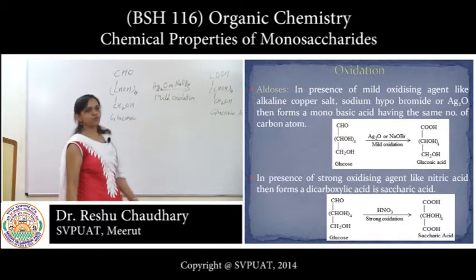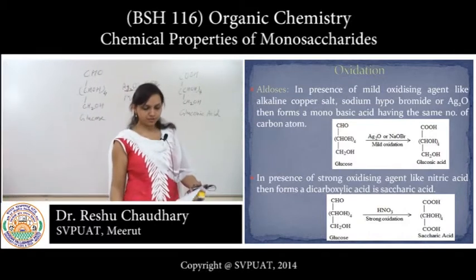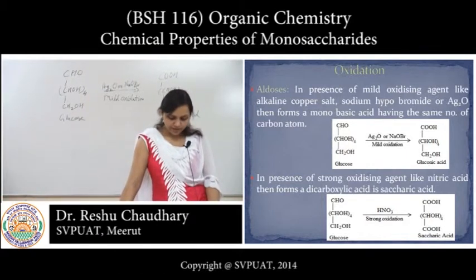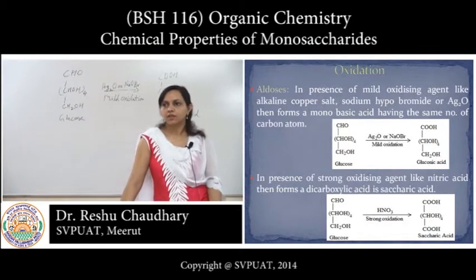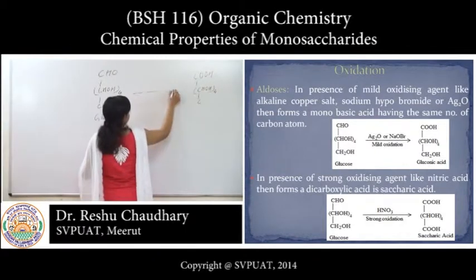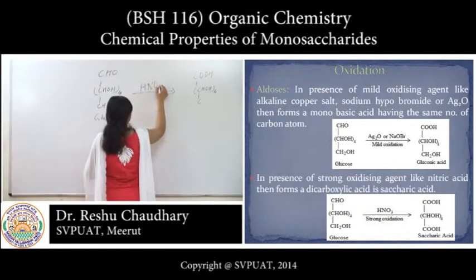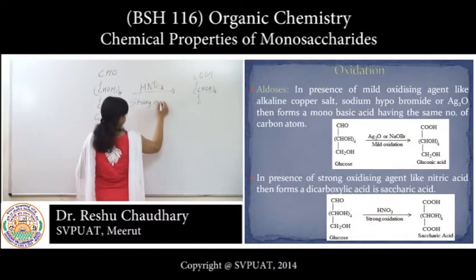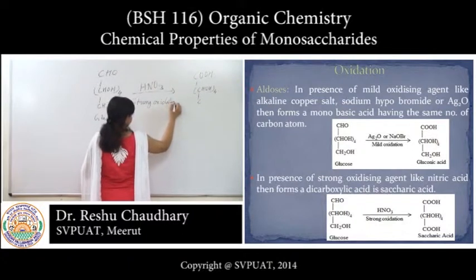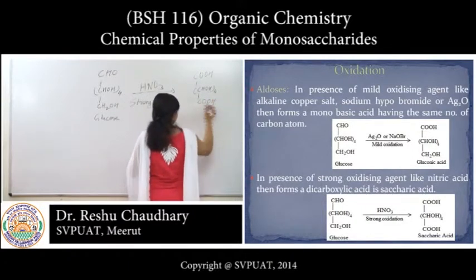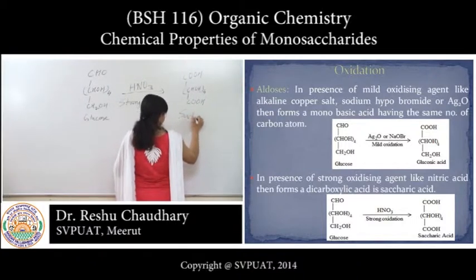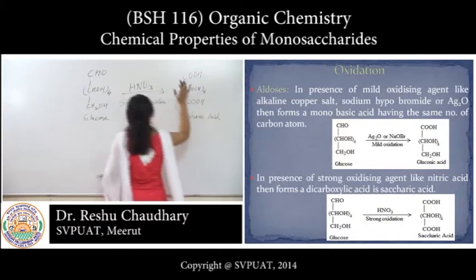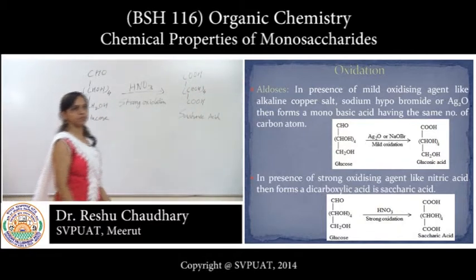While in the presence of a strong oxidizing agent like nitric acid, it forms a dicarboxylic acid, that is saccharic acid. The reaction will be, in the presence of nitric acid there is a strong oxidation, then forms saccharic acid. This is the structure of saccharic acid.